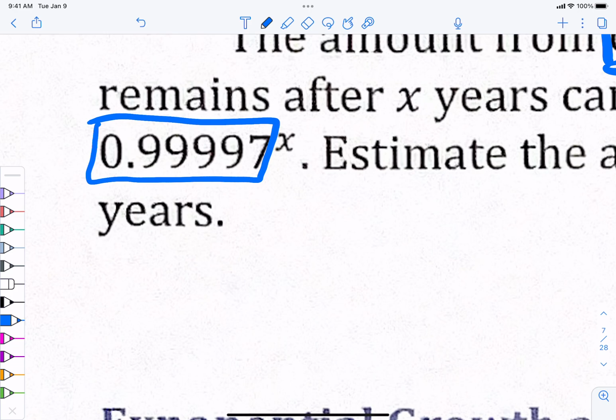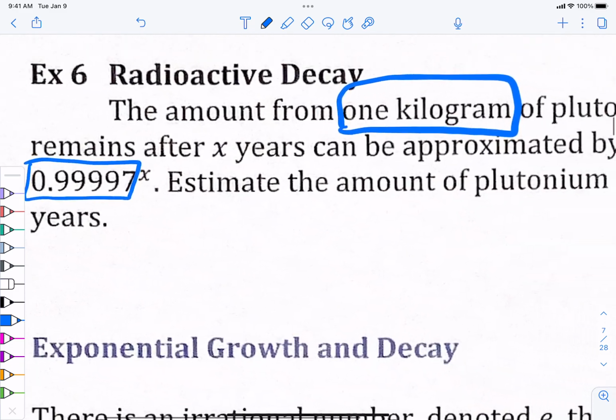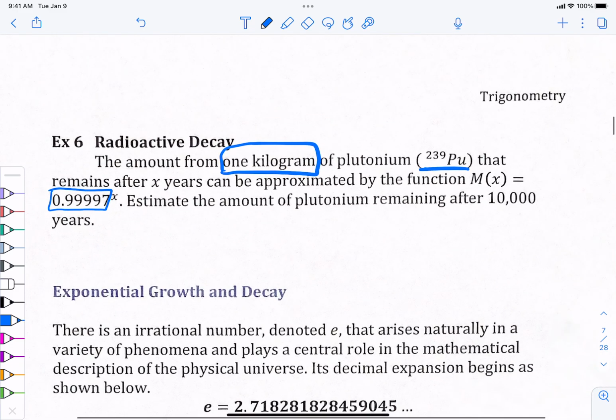But it's not decaying very fast, right? After 1 year, 99.997% of it is still remaining. And then after 2 years, it's a little bit less and a little bit less. So it's taking a long time to decay. Estimate the amount of plutonium remaining after 10,000 years.